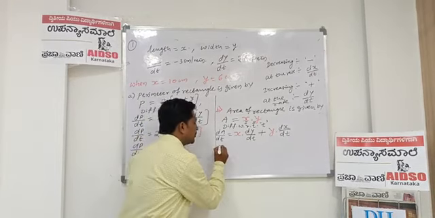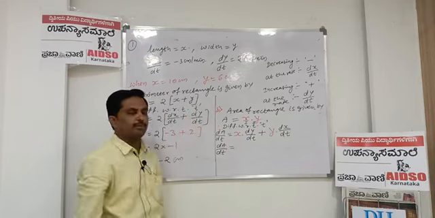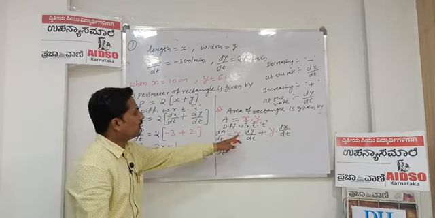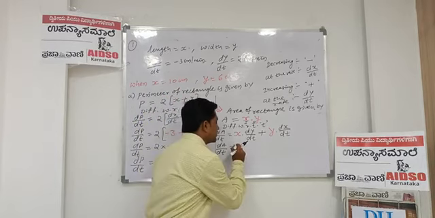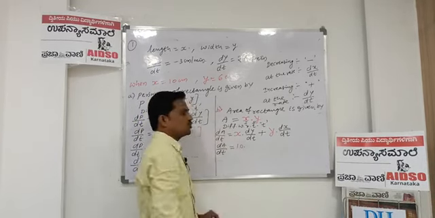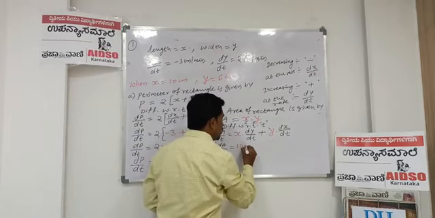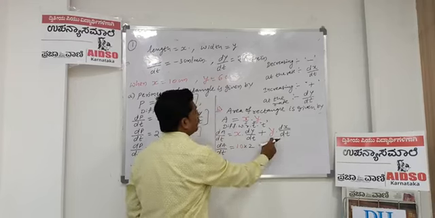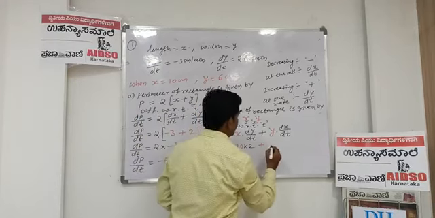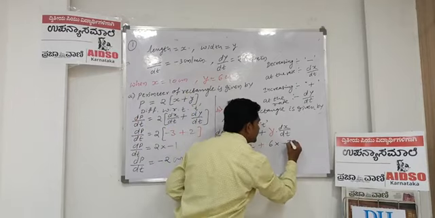This has already been substituted as per the product rule, so dA by dt will be equal to: what is the x value given? The x value is 10, so 10 into dy by dt. What is the dy by dt value here? It is 2, so it will be 2 plus the y value. What is the value of y given? It is 6 into dx by dt, which is minus 3.